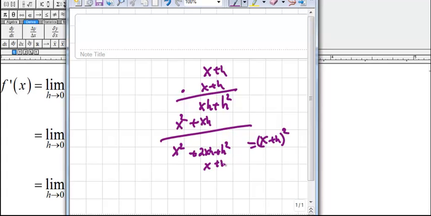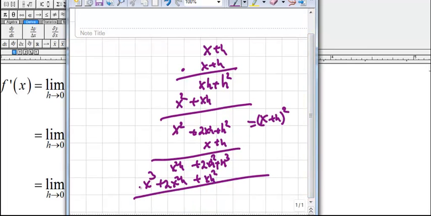Now if we multiply by another x plus h, we get h cubed plus 2xh squared plus x squared h. And x times h squared is xh squared. Notice I'm lining up like terms. Multiply these two together, we get 2x squared h. And then this is x cubed.